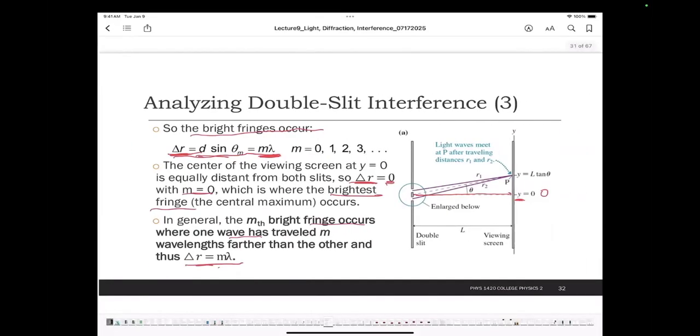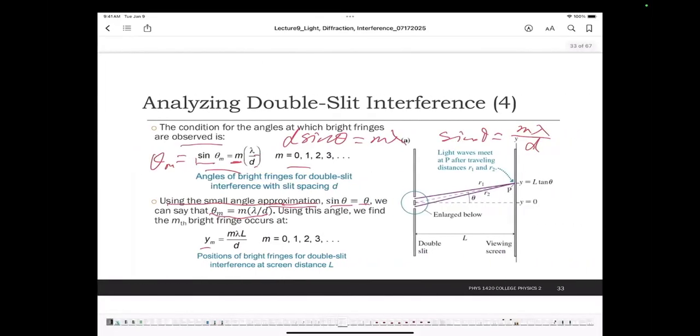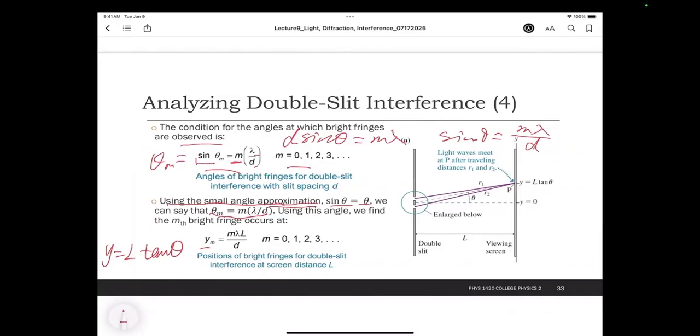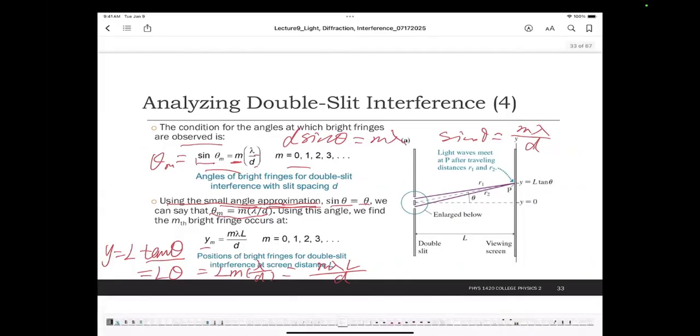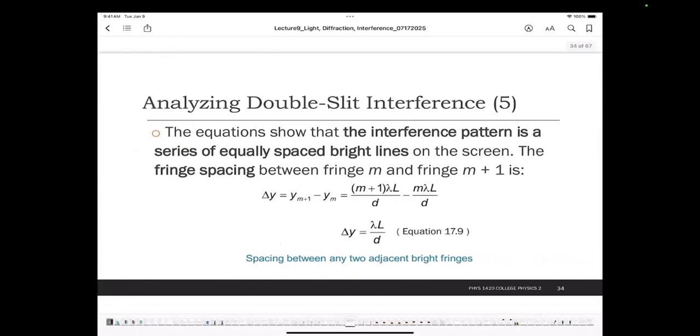So which means y equals L tangent theta. Am I right? And the tangent theta, in the small angle approximation, also equals L theta, which means it equals L m lambda divided by d, which equals m lambda L over d. Does it make sense to you? Yeah, we just use the small angle approximation. Okay, let's continue.